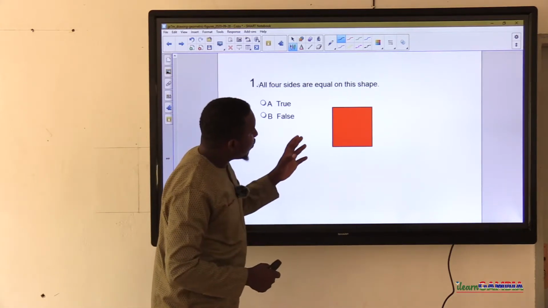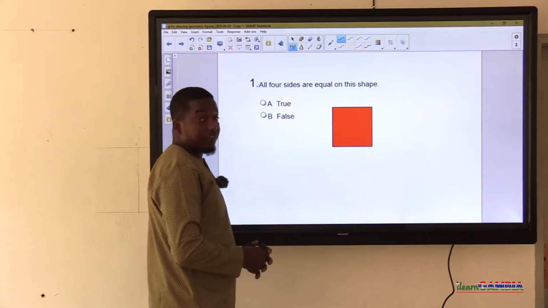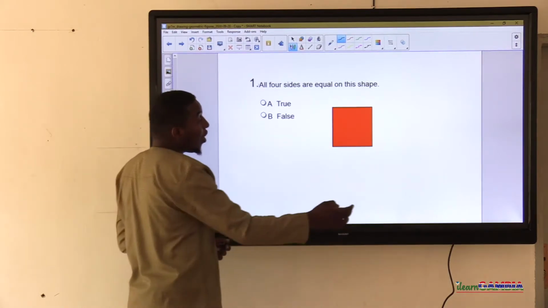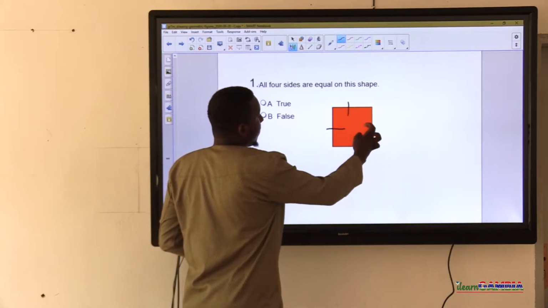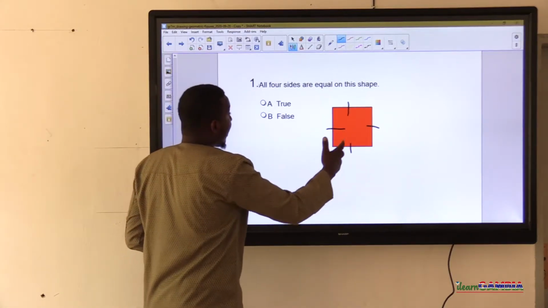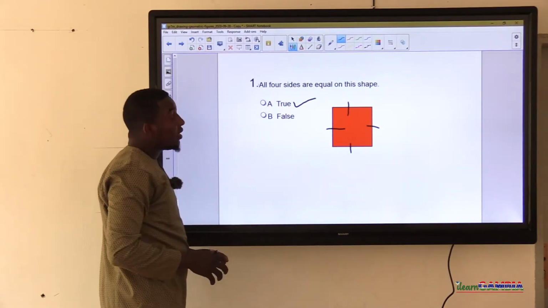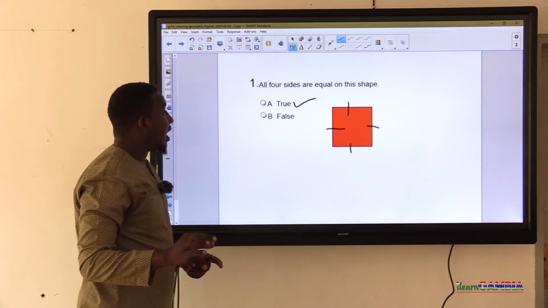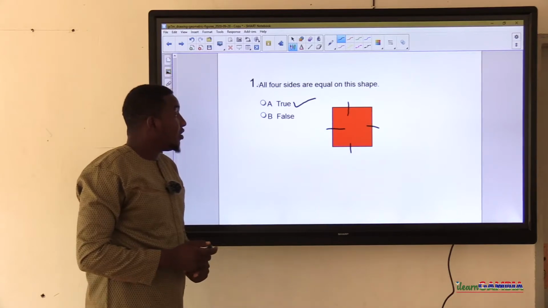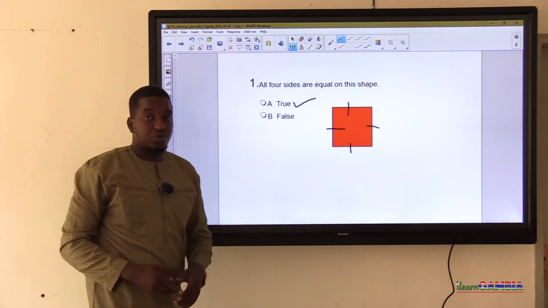Looking at the shape closely and examining the structure of the shape carefully, we arrive at the conclusion that all the sides are equal. So if all the sides are equal, then the statement is true: all the 4 sides are equal on this shape. Therefore, the answer to that statement is true.